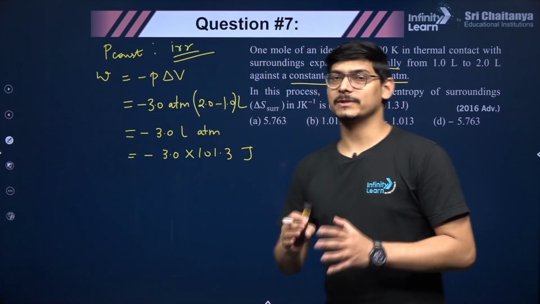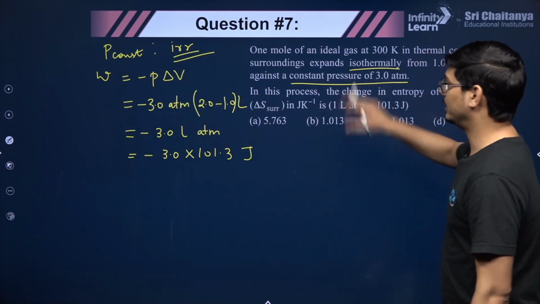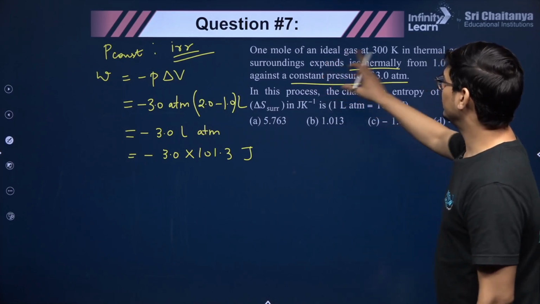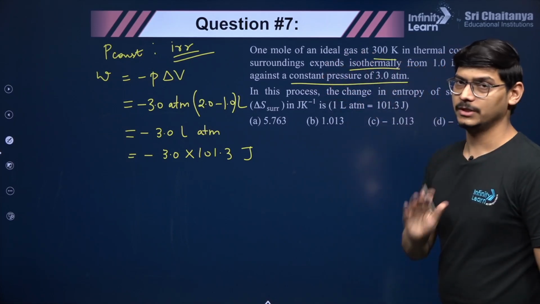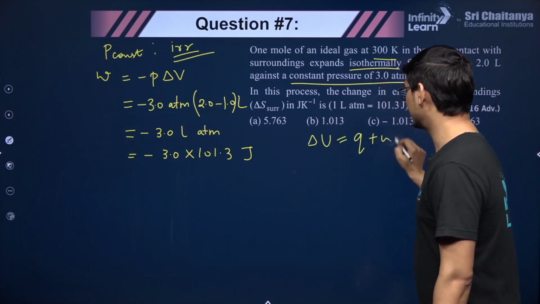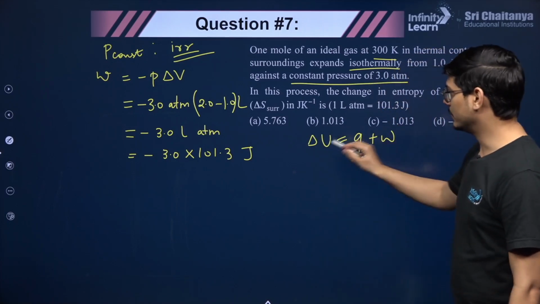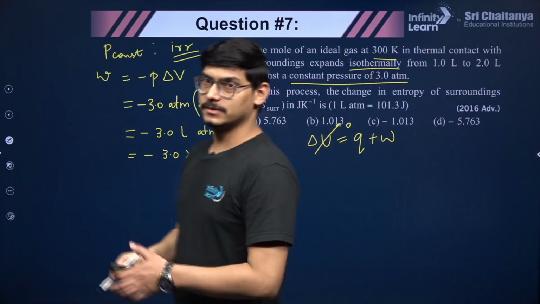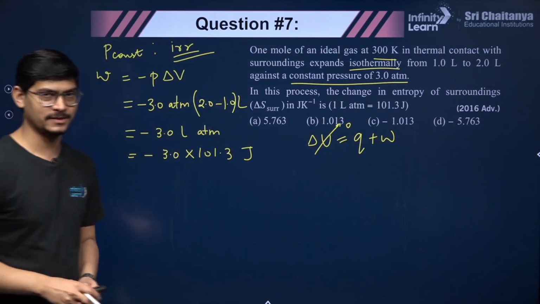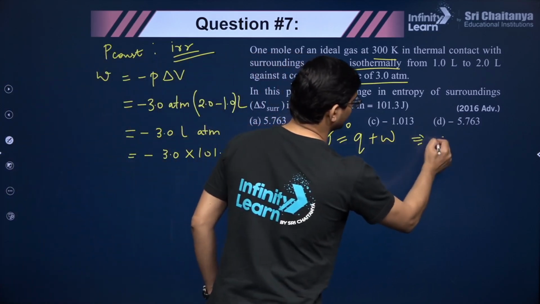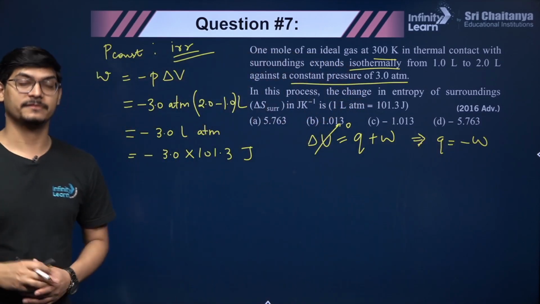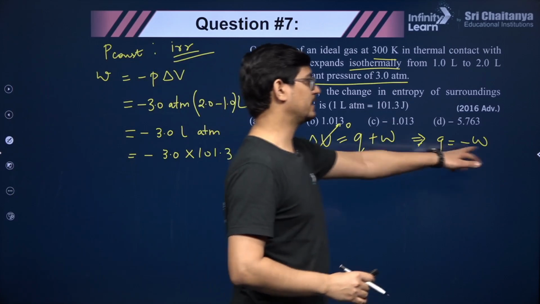Okay, now the twist comes. This is not just the answer, because they have tried to create a little bit of confusion. 1 mole of an ideal gas at 300 Kelvin and isothermally. So you guys remember from the first law of thermodynamics, delta U is Q plus W, right? If the process is isothermal, delta U will be 0, right? Because the internal energy of a gas is a function of temperature. If temperature is constant, internal energy will be constant. So from the first law of thermodynamics, Q will be negative of W, right?